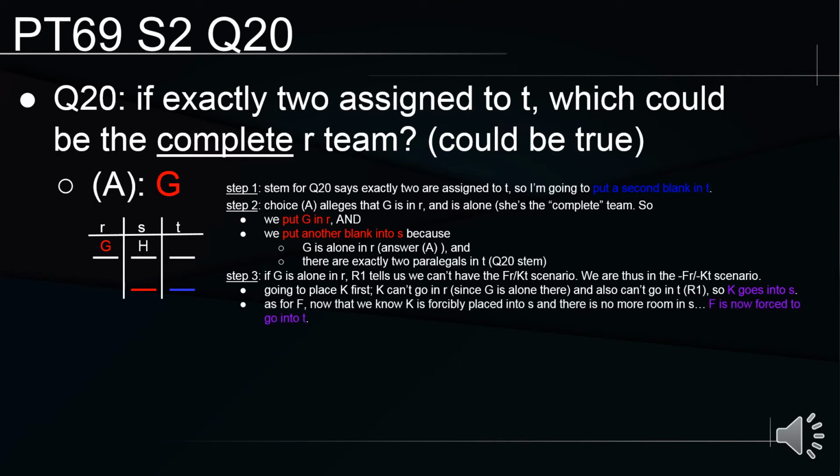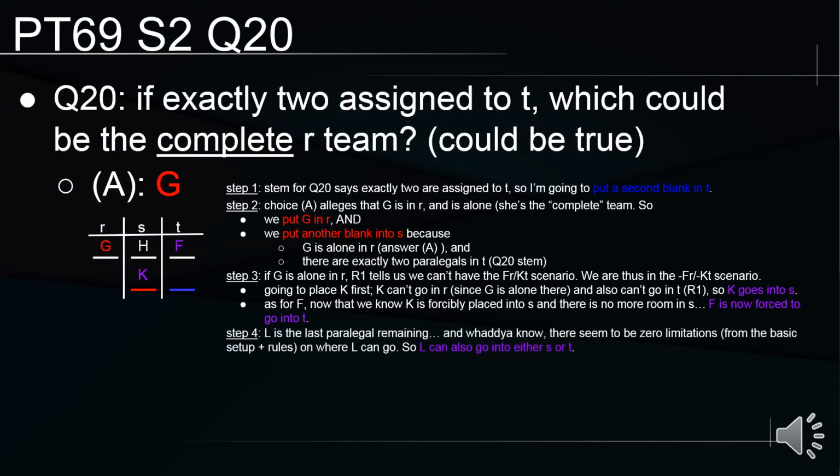And as for F, now that we know that K is forcibly placed in S, and there's no more room in S, F is now forced to go into T. So that's what happens. First we throw K into S, as we were saying, and now we put F into T, as we were just saying.